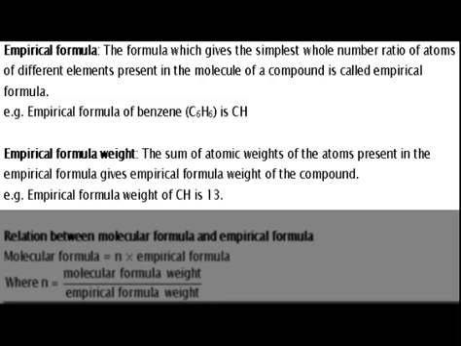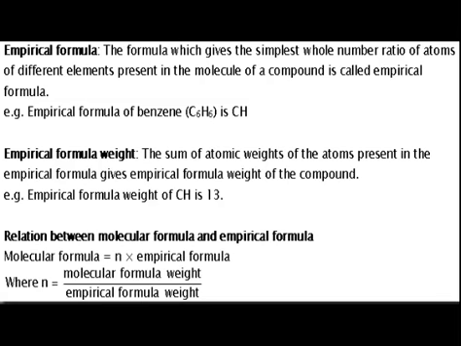Empirical formula weight. The sum of atomic weights of the atoms present in the empirical formula gives the empirical formula weight of the compound. For example, the empirical formula weight of CH is 13. Relation between molecular formula and empirical formula. Molecular formula is equal to n into empirical formula, where n is equal to molecular formula weight upon empirical formula weight.